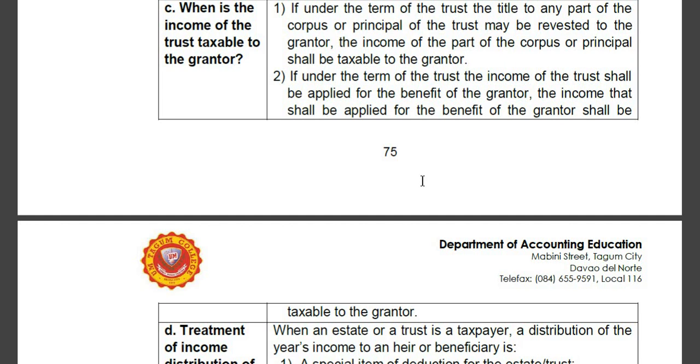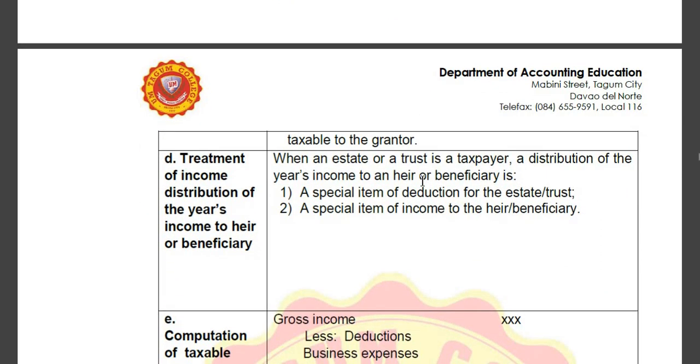However, if there is an agreement that a portion of the income of the property under trust will be used for the benefit or for the payment of the obligation or the liability of the grantor to a third person, then such portion of the income applied for the benefit of the grantor, in this case for the payment of the liability of the grantor to a third person, will be taxable to him or to the grantor.